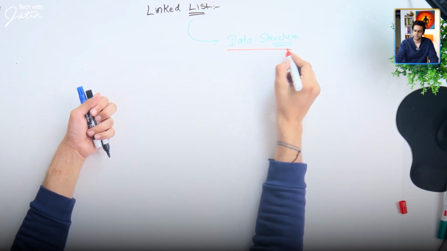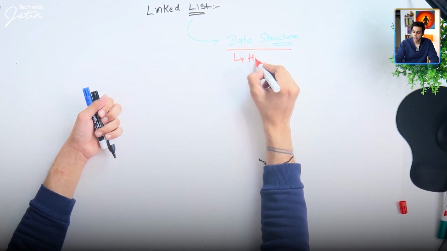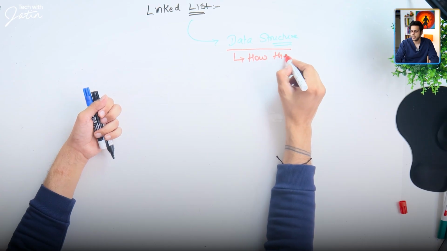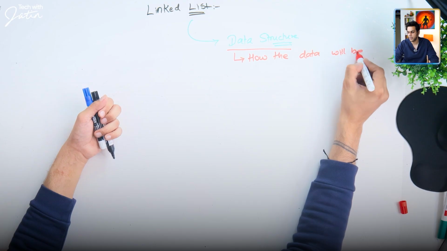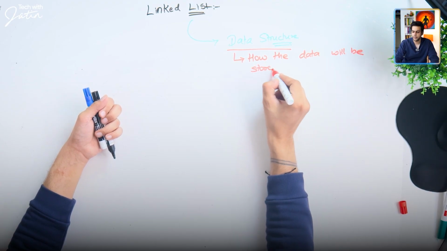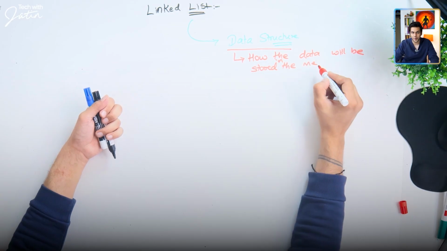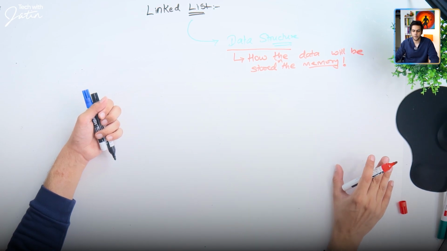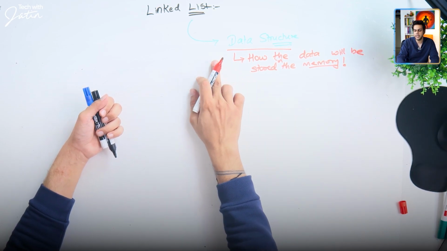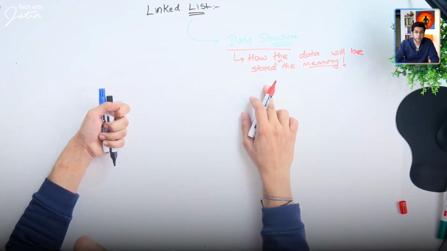You're going to say that data structure basically talks about how the data will be stored in the memory, right? Yes or no? We're going to go very basic now. What is a data structure? Data structure basically talks about how the data will be stored in the memory. Do you agree to this particular point?